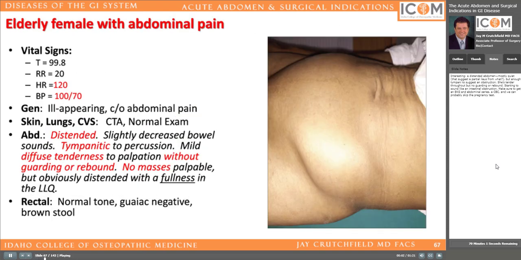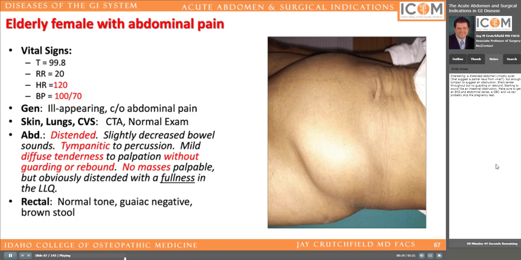Our patient has the following vital signs. Her temperature is 99.8, respiratory rate's a little fast at 20, her heart rate's 120, she's tachycardic, blood pressure is a little low at 100/70. She doesn't look good, and she's lying there complaining of abdominal pain.